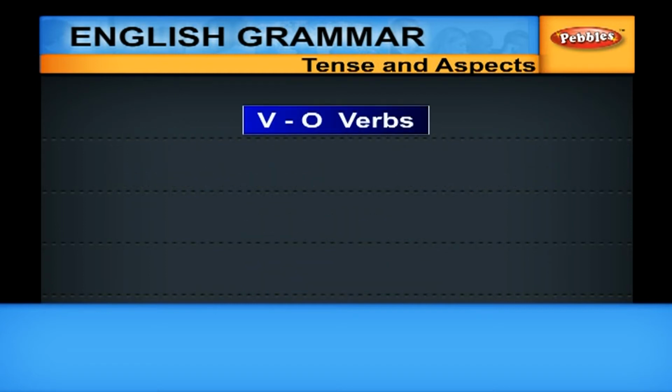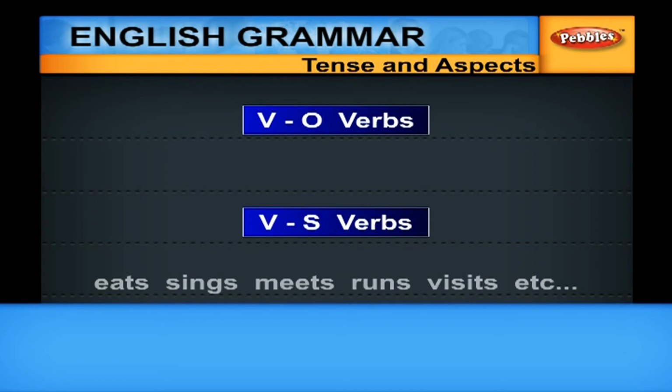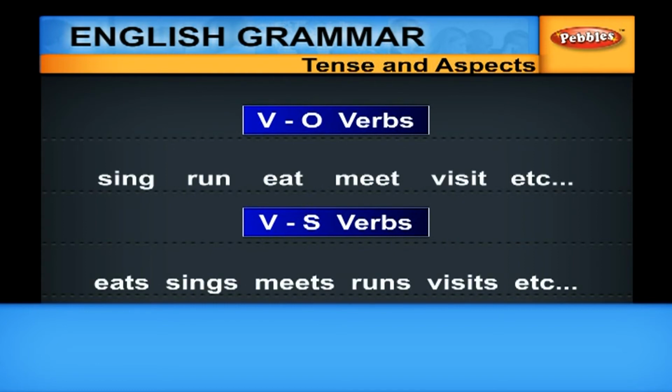VO and VS verbs are in the present tense. We use VO and VS forms in the present tense.